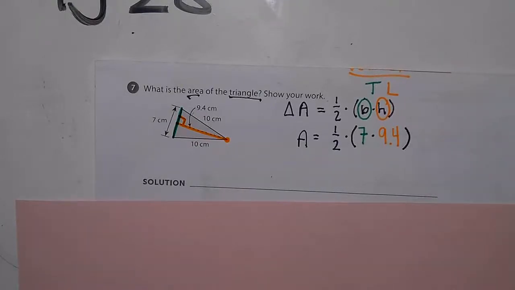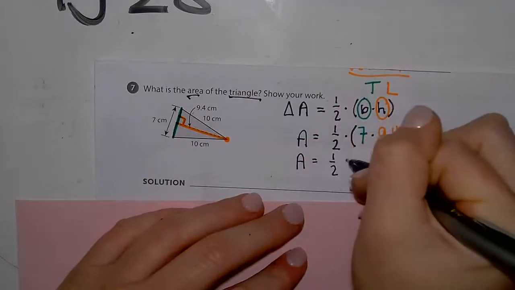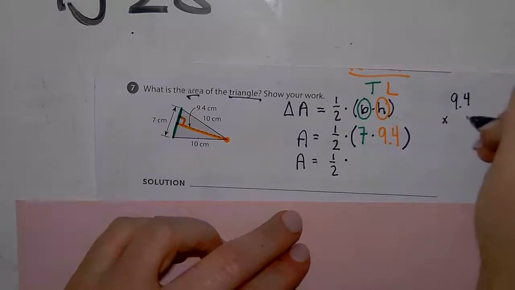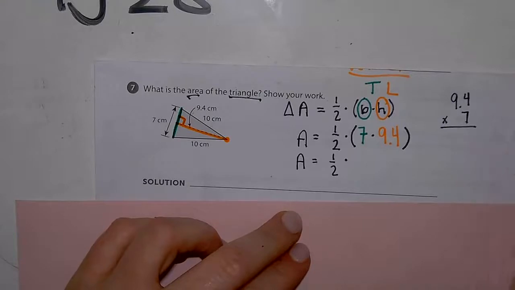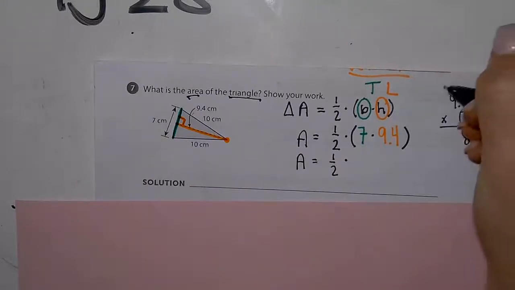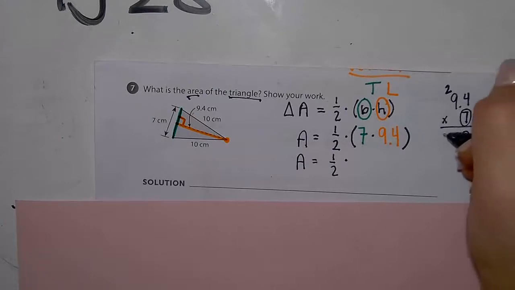All right, now I'm going to start solving. A equals 1/2 times 9.4 times 7. To multiply these decimals, I'm going to multiply every number in the bottom by every number in the top, just like normal multiplication. 7 times 4 is 28, so I'm going to carry my 2. 7 times 9 is 63, plus 2 is 65.